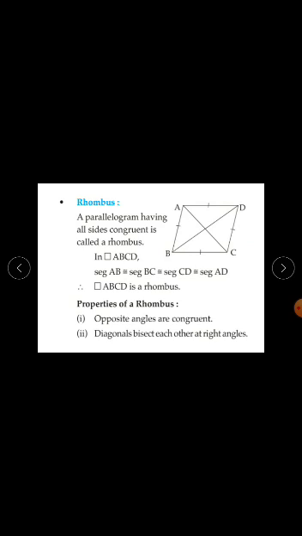Now, properties of a rhombus. Opposite angles are congruent. Opposite angles are congruent means angle A is congruent to angle C and angle B is congruent to angle D. Diagonals bisect each other at right angles. Here diagonal AC and diagonal BD bisect each other at right angles. These are properties of a rhombus.